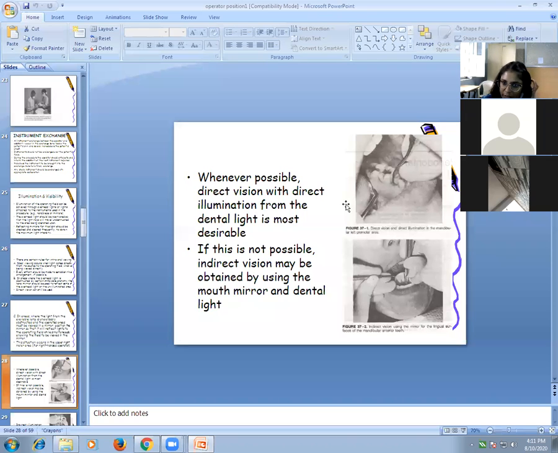See, this is direct vision and this is indirect vision. Can you see the operator is working on the mandibular anterior teeth, and on the lower side, he is using this mirror to reflect the light, and he is using indirect vision. He is not peeping into the patient's mouth directly. Okay, so he's using the mirror. This is indirect vision and this is direct vision. So the mouth mirror here is also used for retracting the tongue.